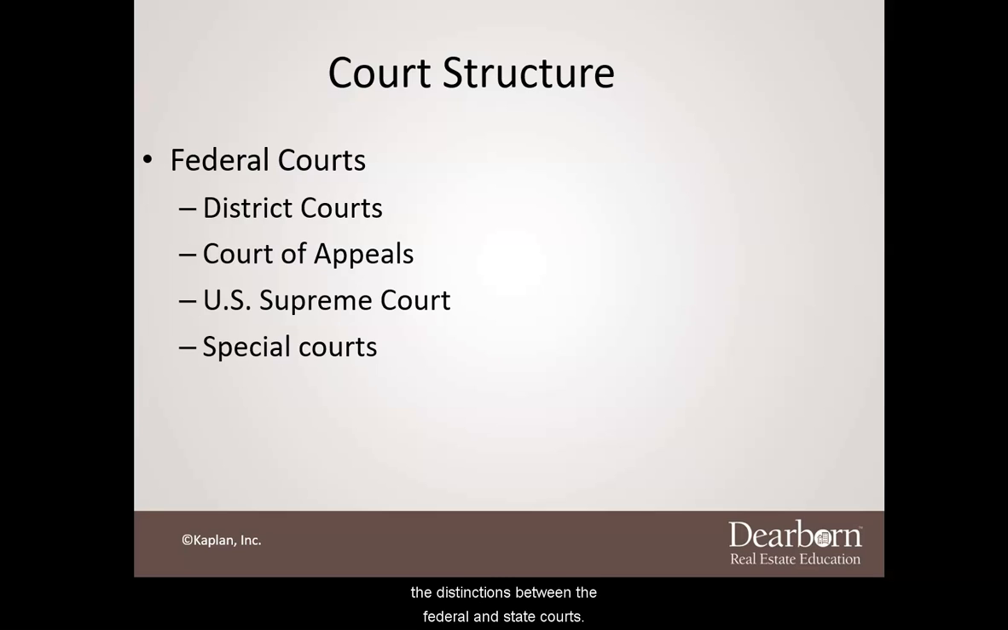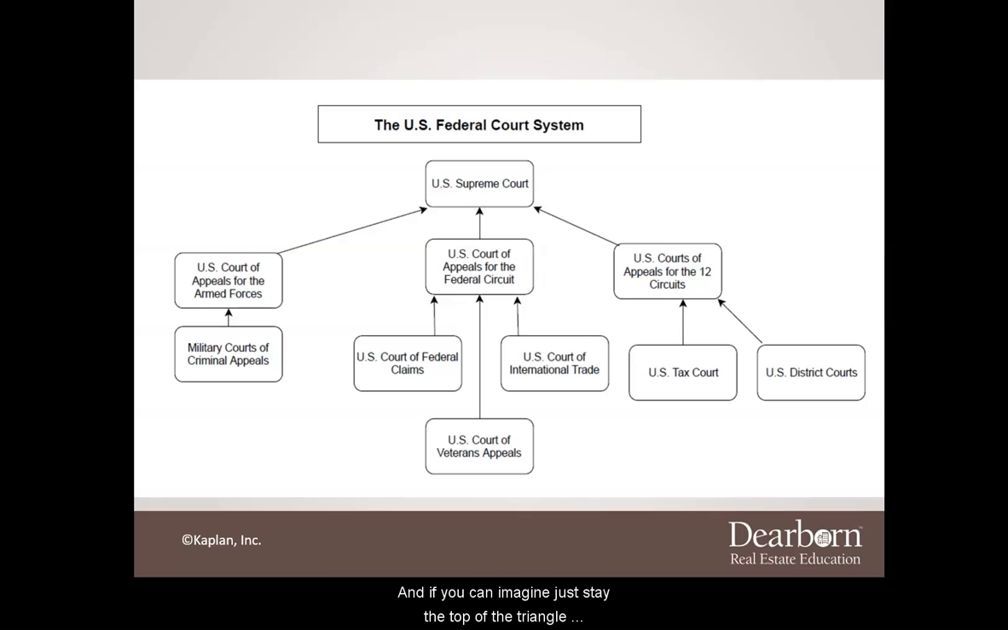So let's get an idea of the distinctions between the federal and state courts, because how a federal court decides and how those opinions guide us is different than how state courts guide us. So federal courts are kind of like a triangle. And if you can imagine, just the top of the triangle, the apex, is the U.S. Supreme Court. There's only one.